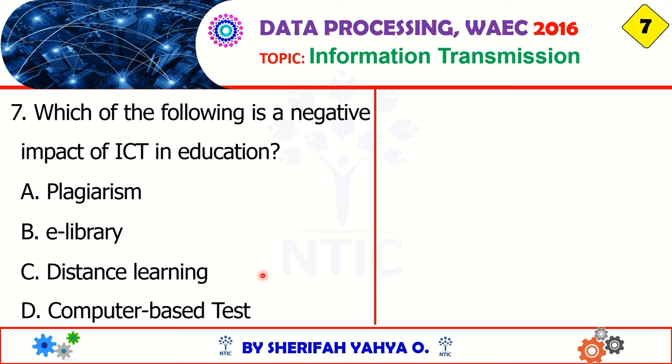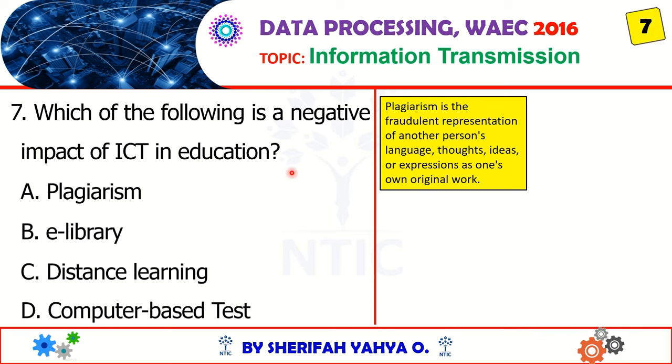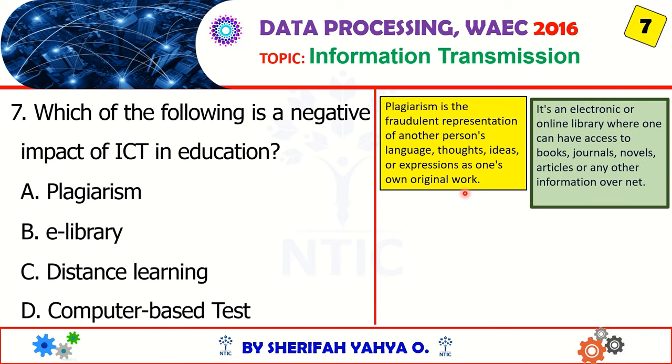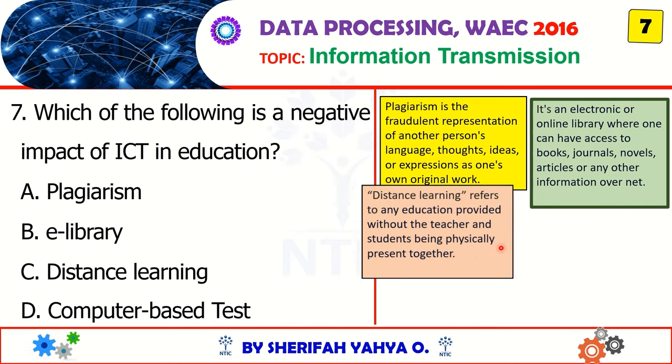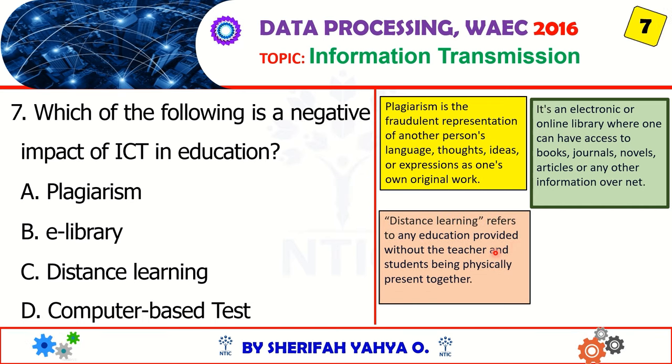The next question, number 7. Which of the following is not a negative impact of ICT in education? Negative impact. Plagiarism. What is plagiarism? It is a fraudulent representation of another person's language, thoughts, ideas, or expressions as one's own original work. E-library is an electronic or online library where one can have access to books, journals, novels, articles, or any other information over the internet, meaning it is useful. It's not a negative impact, it's a positive impact. Distance learning, yes. Distance learning refers to any education that is provided without the teacher and the student being physically present together. That means ICT is positive, looking at distance learning.